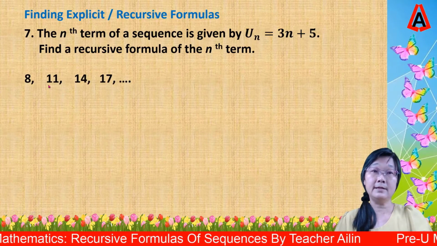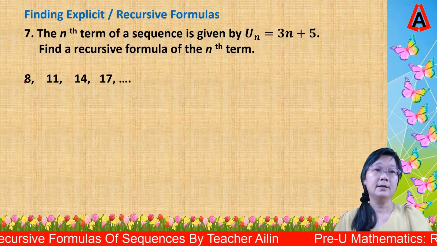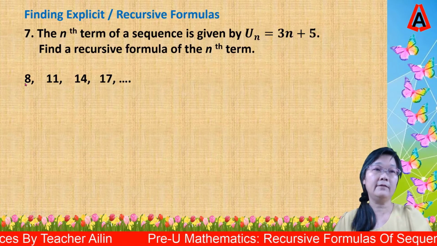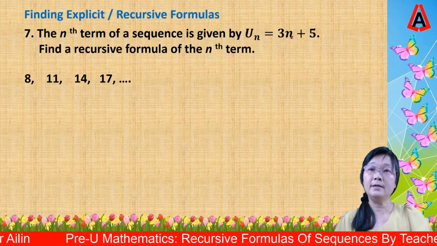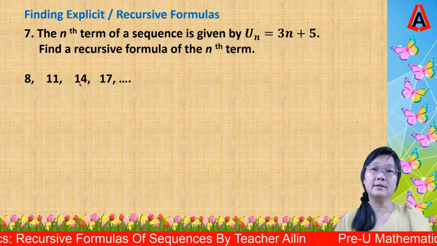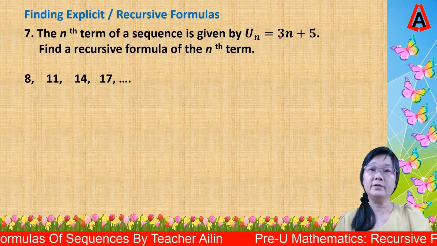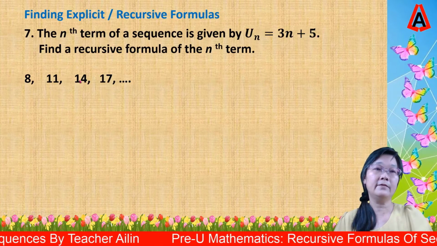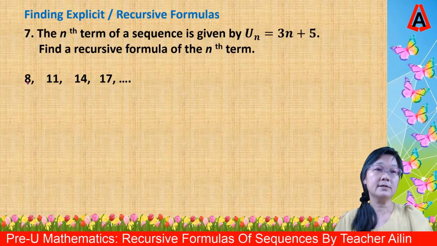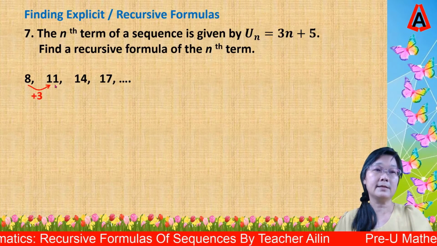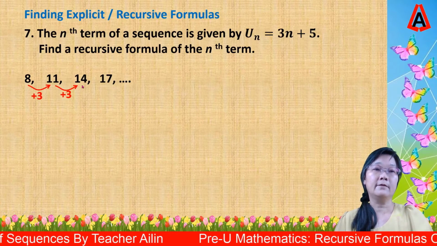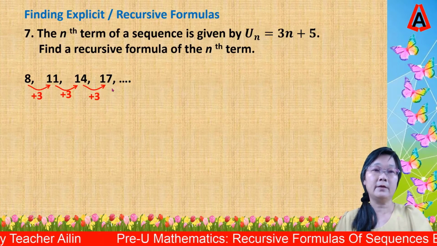First method, we can list out the numbers in the sequence. The first term, n is equal to 1, 3 times 1 plus 5 is 8. The second term, n is equal to 2, 3 times 2 plus 5 is 11. Third term, n is equal to 3, 3 times 3 plus 5, 14. And the fourth term is 17. So from the first term plus 3, we get the second term. From the second term plus 3, we get the third term. From the third term plus 3, we get the fourth term.